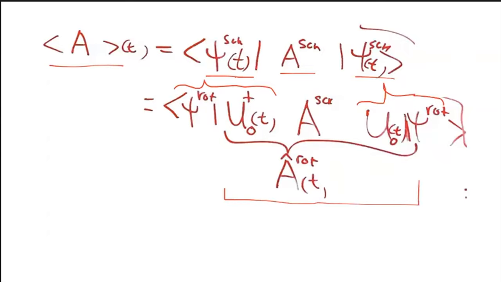An important difference between the Heisenberg picture and the interaction picture is that in the Heisenberg picture, the time evolution depends on the full Hamiltonian. And here we have an evolution operator depending on only the unperturbed Hamiltonian.